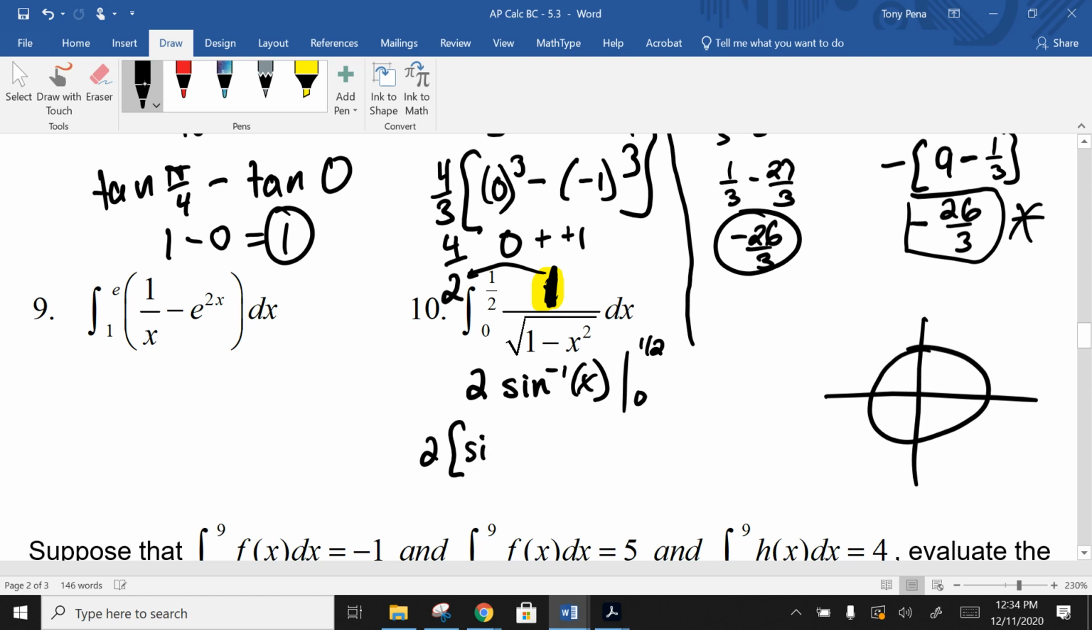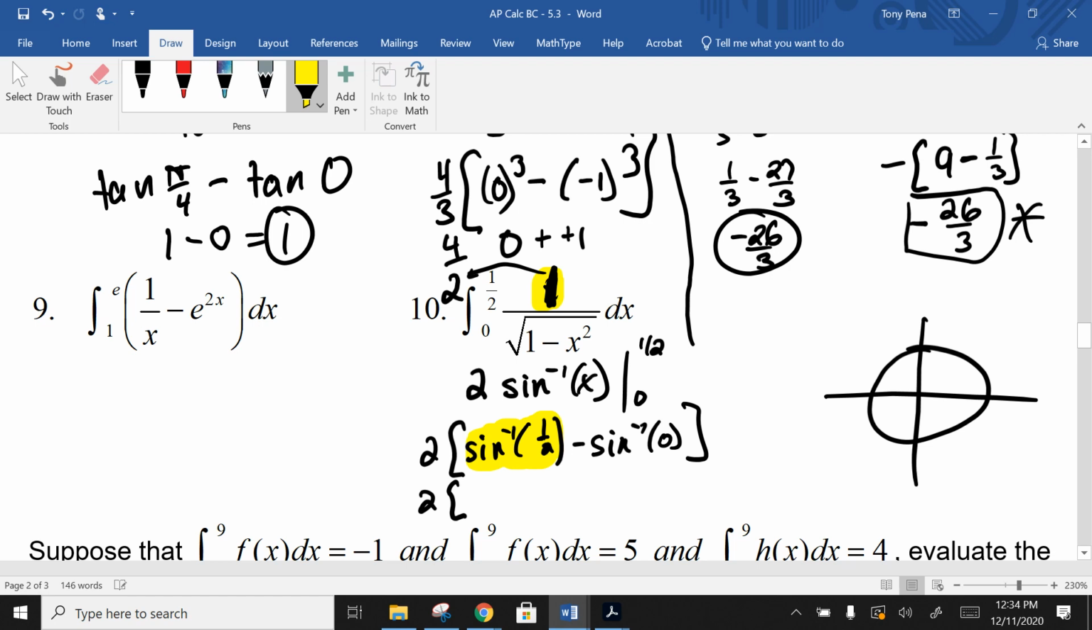Plug in your upper limit. And then subtract, throw in your lower limit. Again, I pulled the 2 out. You don't necessarily need to, but I like dealing with the most simple part within the brackets as possible. So then we now need to remember how to evaluate something like this, the inverse sine of 1/2.